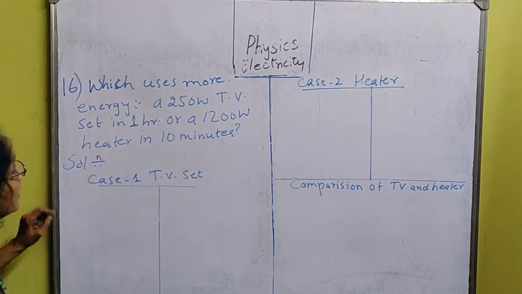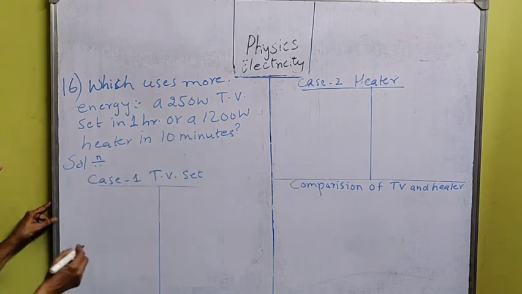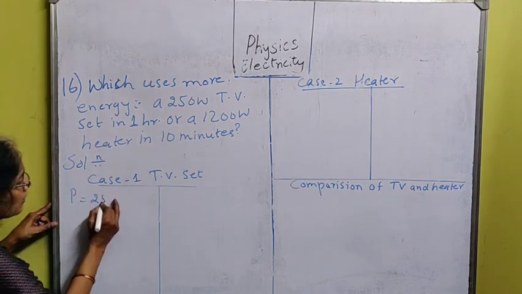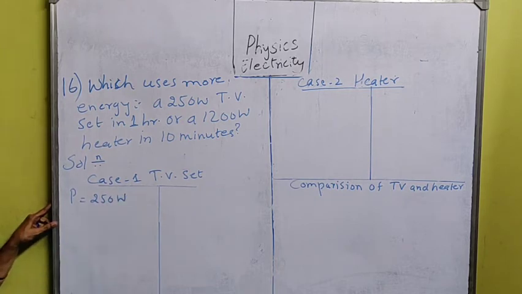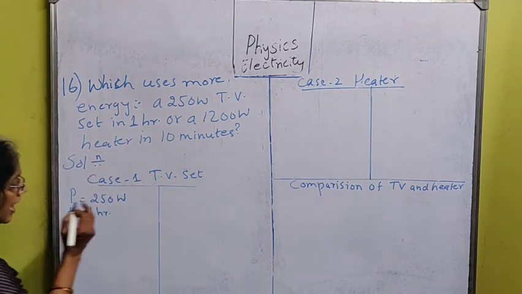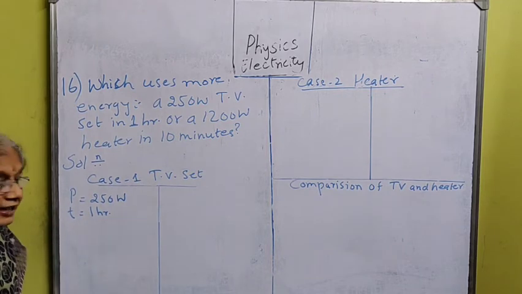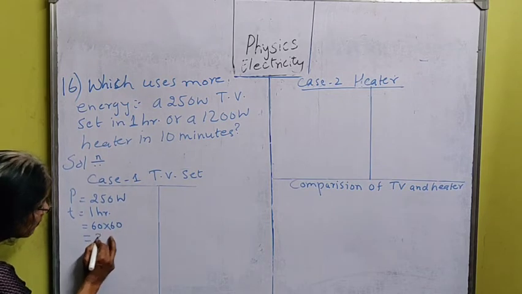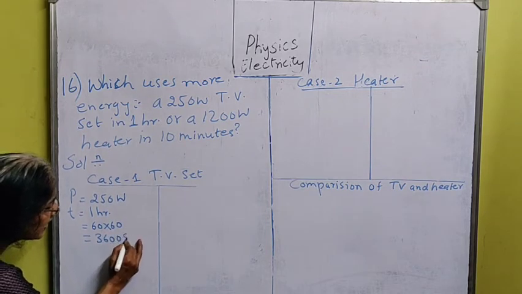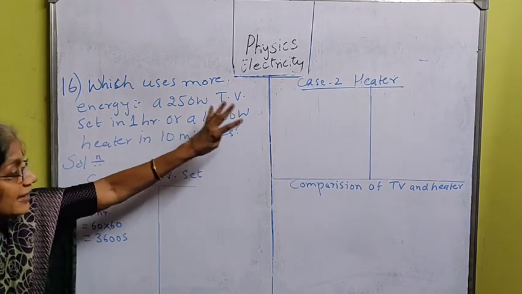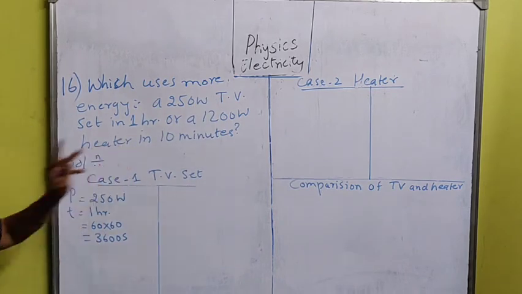So first we will write it out. What is the power of the TV? Power of the TV is equal to 250 watt. What is the time given? Time is equal to 1 hour. I told you we have to convert it into seconds. So it will be 60 into 60, it is equal to 3600 seconds. We have to find out what is the energy in TV. So we will take it as E1. E1 is the energy in the TV.